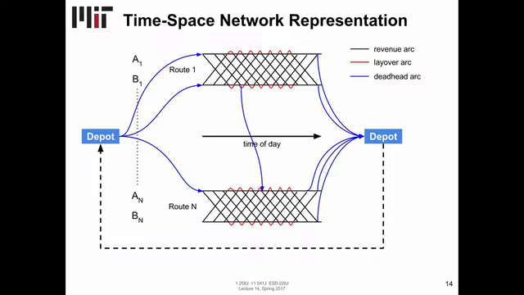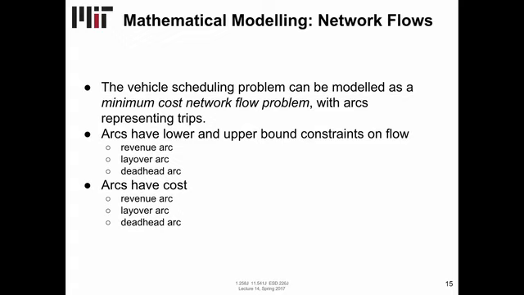Okay. These arrows are only representative, and they're not comprehensive. And we basically are defining integer capacities that would reflect the number of vehicles that are doing that duty or are basically assigned to those duties. These arcs are revenue, layover, and deadhead arcs. And these arcs, again, have costs.